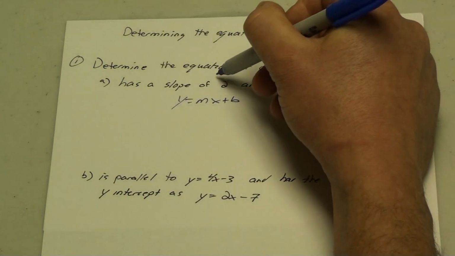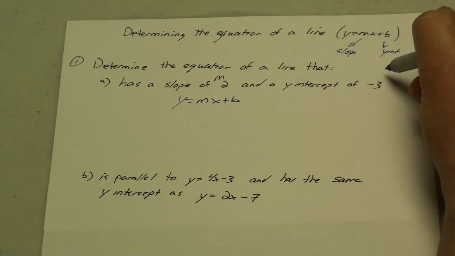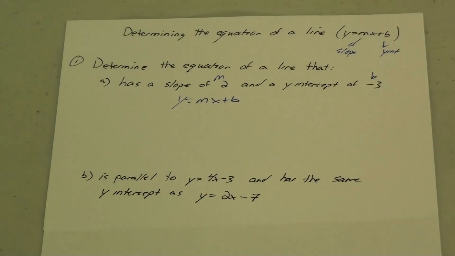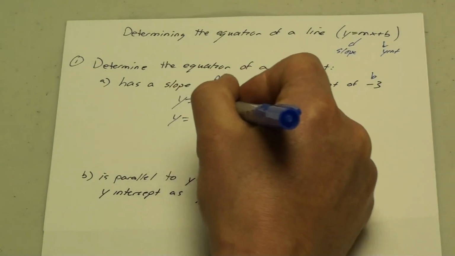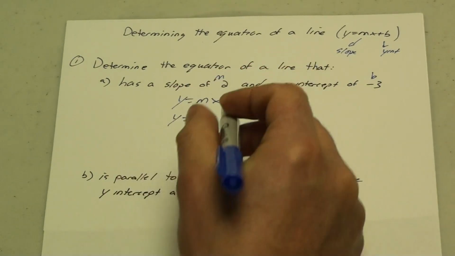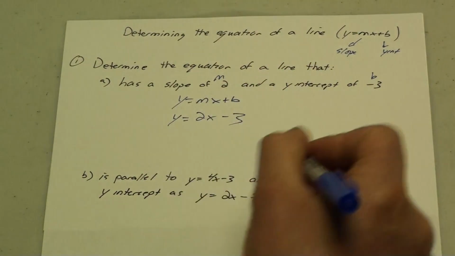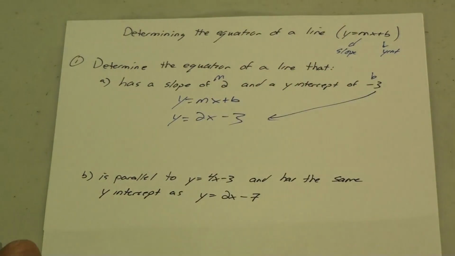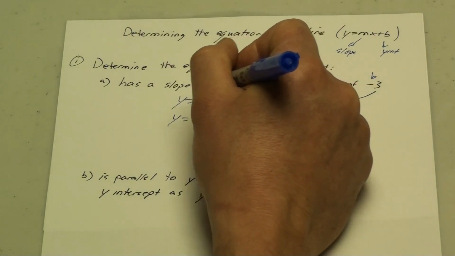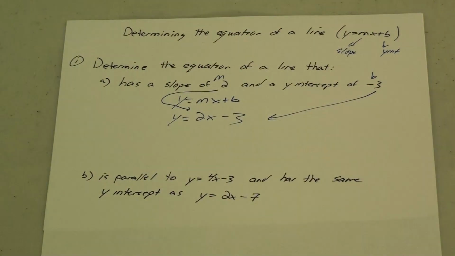My slope of 2, that means my m value is 2, and y-intercept of negative 3, that means my b value is negative 3. So I can just put them straight in. Y equals 2x minus 3. My b value was negative 3, my slope was 2, and just put them in.